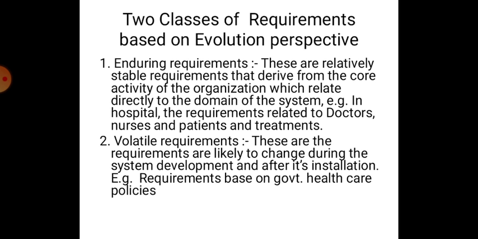Second category, volatile requirements. These are the requirements that are likely to change during system development and after its installation. Students, volatile requirements are different from enduring requirements. Volatile requirements change as per time. For example, requirements based on government healthcare policy. If the government healthcare policy changes, we have to introduce this change.